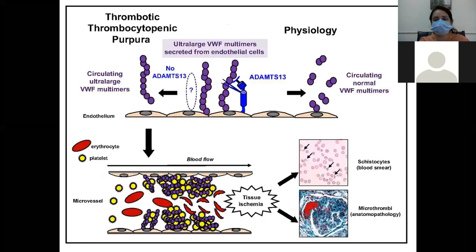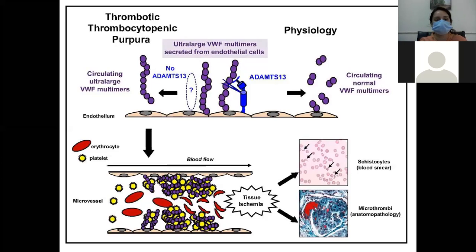So this is the physiology. As you can see, these are the circulating ultra-large von Willebrand factor multimers, and this is the endothelium. These are the normal erythrocytes, that is red blood cells, and in yellow color you can see there are platelets, and this is the microvessel. In the microvessel you can see erythrocytes, platelets and WBCs. These are freely moving. So in tissue ischemia, what will occur if the blood flow is interrupted?